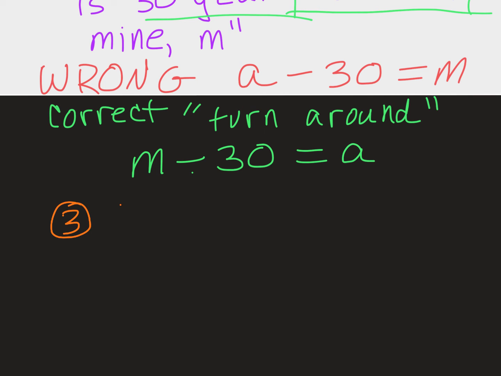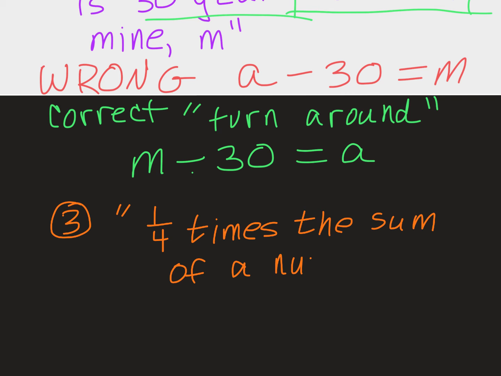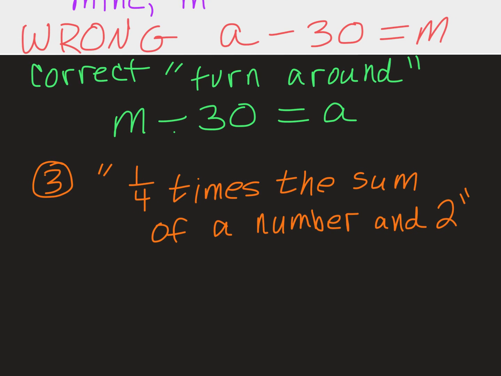You might see something like this: 1/4 times the sum of a number and 2. This is an example word for word of what you might see the problem looking like. 1/4 times the sum of a number and 2. And once again, I'm going to show you the wrong way to do it first.